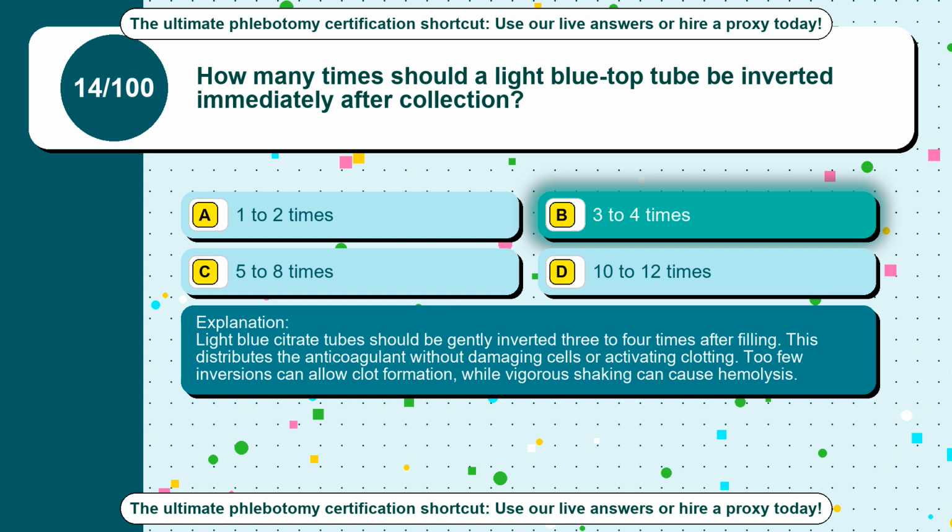Light blue citrate tubes should be gently inverted 3 to 4 times after filling. This distributes the anticoagulant without damaging cells or activating clotting. Too few inversions can allow clot formation, while vigorous shaking can cause hemolysis.